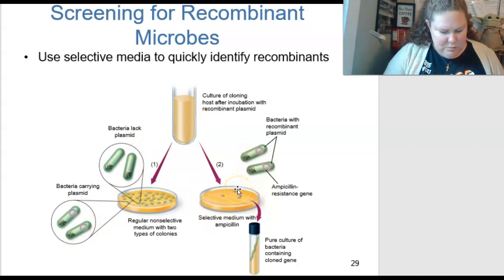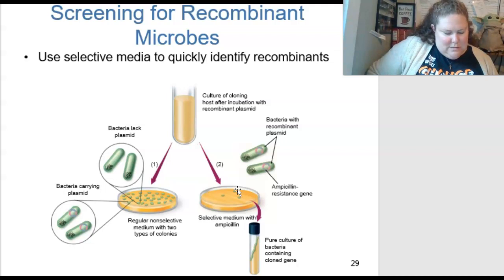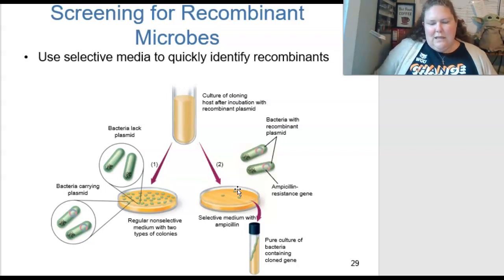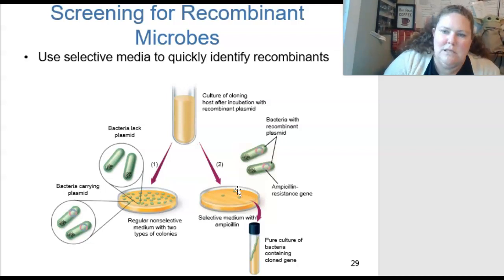Or over here in B, or 2, plating on the selective medium containing, for instance, ampicillin, an antibiotic, right, will permit only the cells that are containing the plasmid to multiply. And so the colonies growing on this medium that carried the cloned gene can then be used to make a culture for those gene libraries, also for industrial production and other processes. Okay, so you can see that by selectively growing only those that we want, then we can isolate what we want.